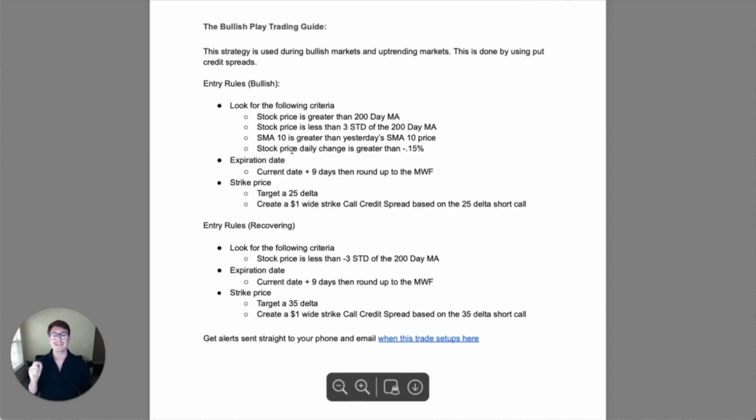Next is the stock's daily price change has to be greater than minus 0.15%, aka we're not looking to buy on a major down move most of the times. We can buy on a down move, but not a major down move. Why?